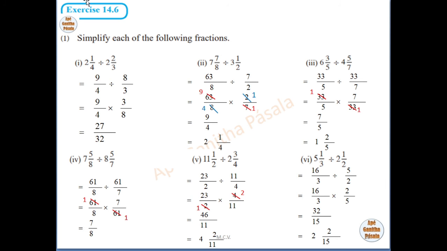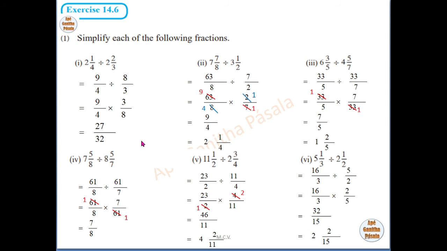Exercise 14.6. In that exercise, both numbers are mixed numbers. First, what you have to do is convert both numbers into improper fractions. After that, get the reciprocal of the right hand side and simplify. 4 into 2, 8. 8 plus 1, 9. 9 over 4. 3 into 2, 6. 6 plus 2, 8. 8 over 3. Get the reciprocal and multiply. 8 over 3 becomes 3 over 8.